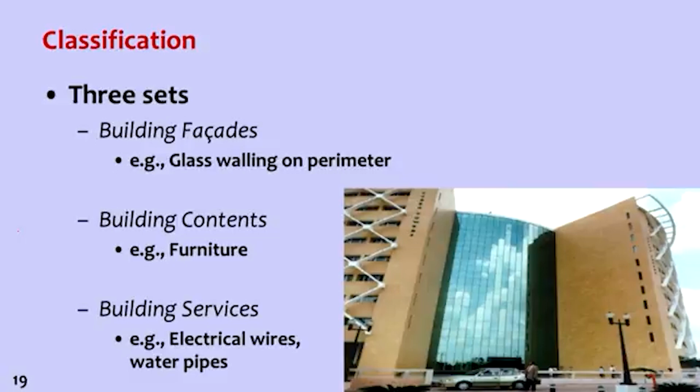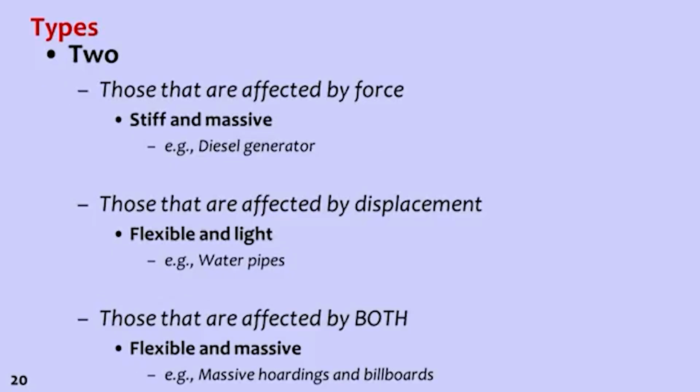One is building facades, for example glass walling on the perimeter. Then building contents, for example furniture and equipment. And then building services, electrical wires, water pipelines. We are mainly focusing on the contents of the building in this class. They are of the type affected by force, so they are stiff and massive, for example a diesel generator installed inside the building. And those affected by displacement are flexible and light, for example water pipelines. And those affected by both, flexible as well as massive, are hoardings, billboards, like that.